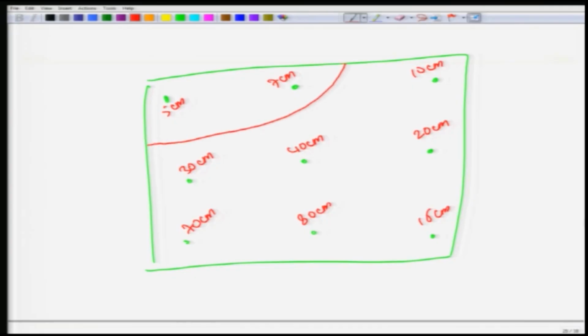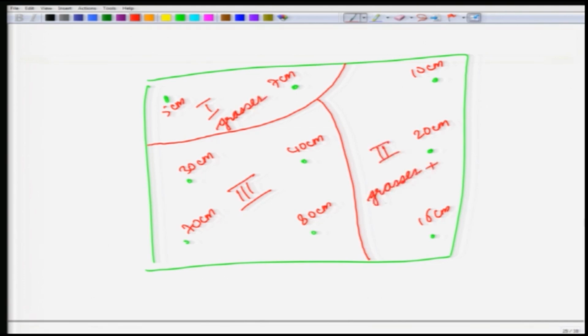So, this is the first zone, this is the second zone, and this is the third zone. So, this third zone is where you will be planting the trees. The first zone is where you will not be planting anything, or probably you will only be planting grasses, and in the second zone it will be grasses plus some trees, and in this one you will be planting the trees. So, this sort of a map is known as a soil profile map.